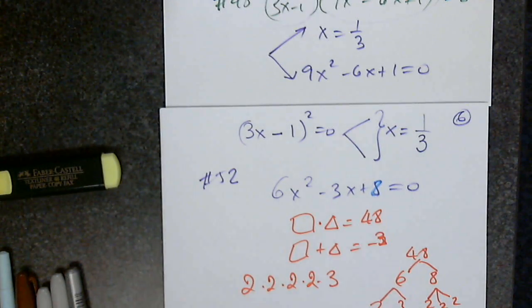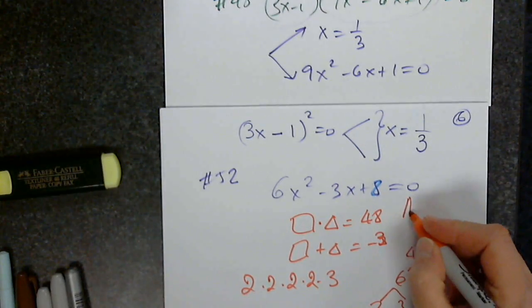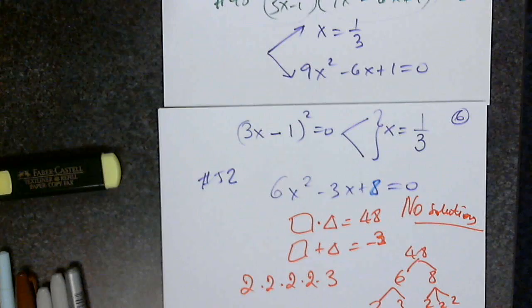Since the product is positive, the numbers I'm looking for must have the same sign, either both positive or both negative. However, their sum is negative. Can I find two numbers who are negative, who add up to negative 3, but their product is 48? Are there two negative numbers that I add up and get negative 3, but when I multiply them, I get 48? What do you think? No. It's not factorable. You can't solve it. We don't know other methods as of now. Good. Anything else?